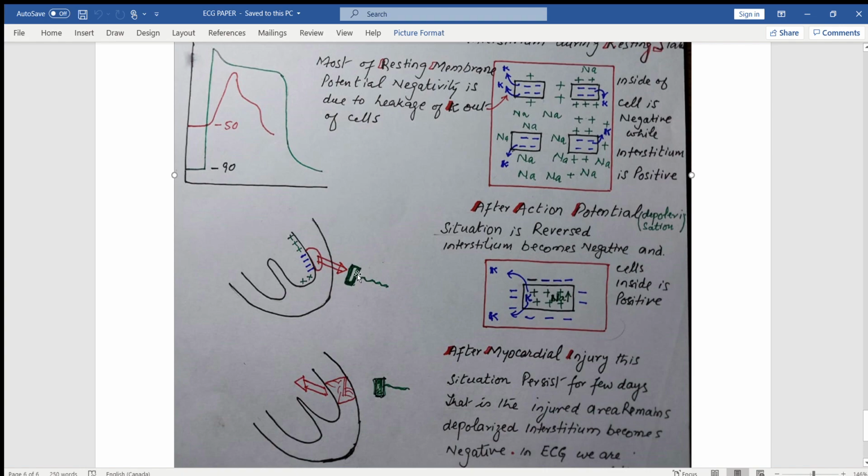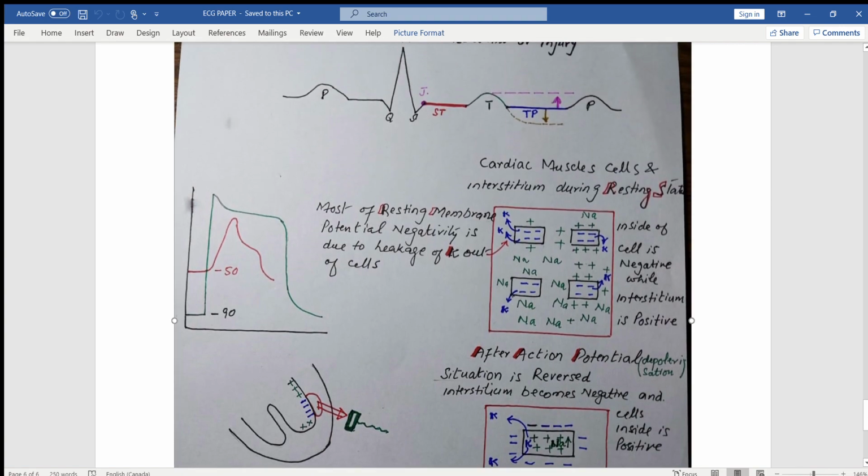Now, stop here and we see another diagram. Move to this diagram. You will see that at minus 90 we have the normal negative voltage within the cardiac muscles. Then the action potential starts, and there is acute, immediate entry of sodium inside. Then there is repolarization, potassium leaks out, and calcium enters inside.